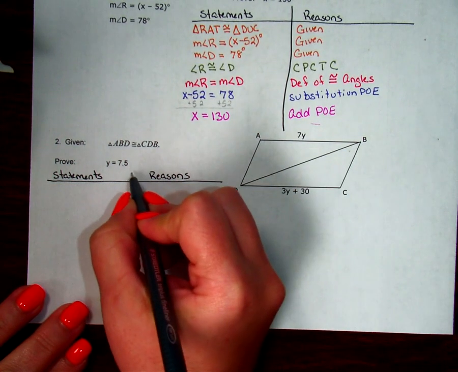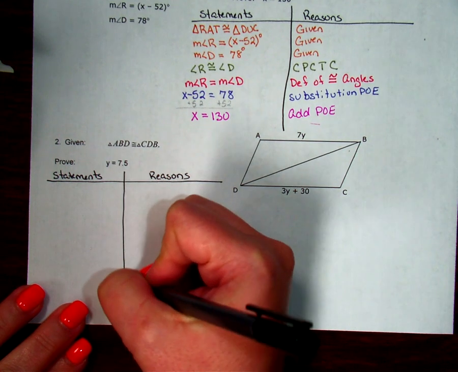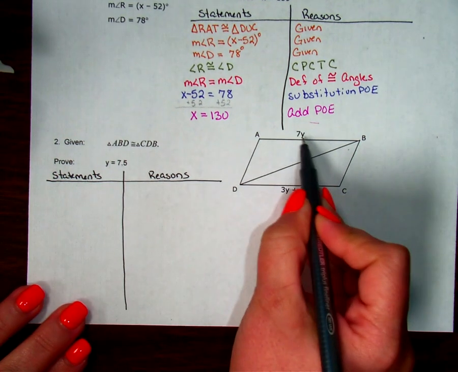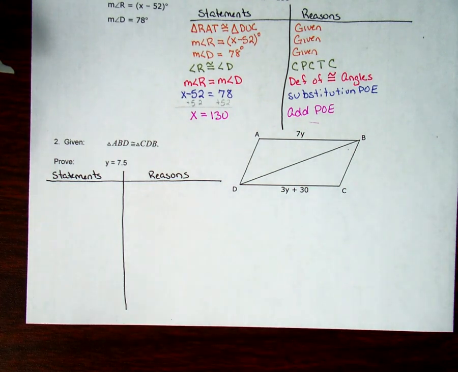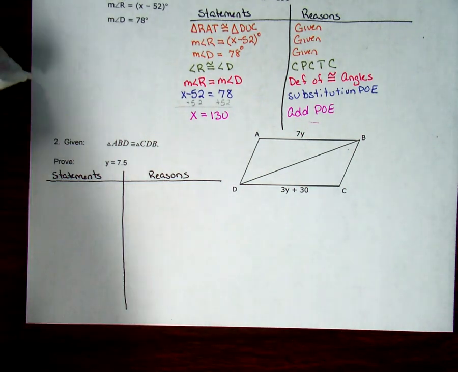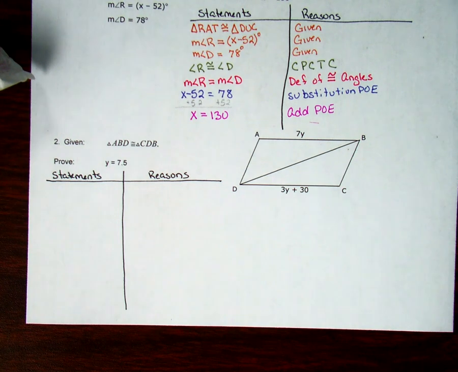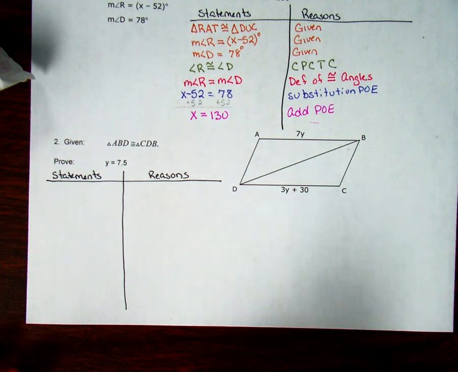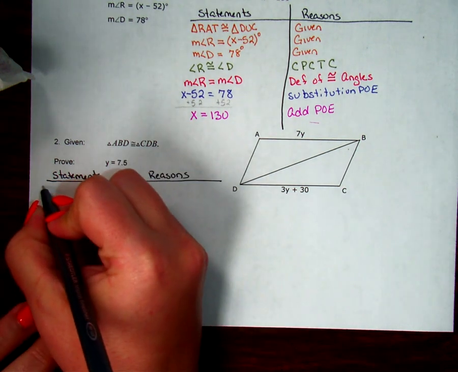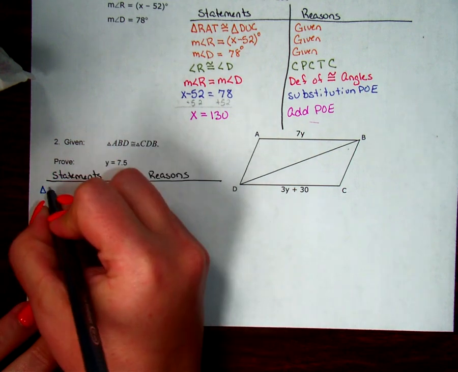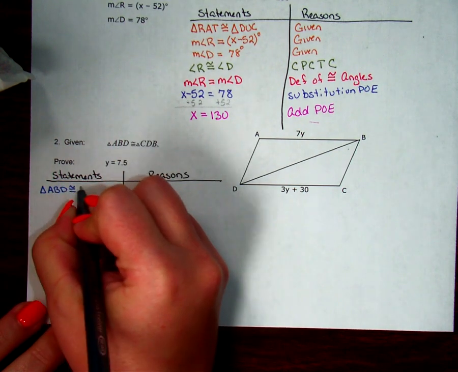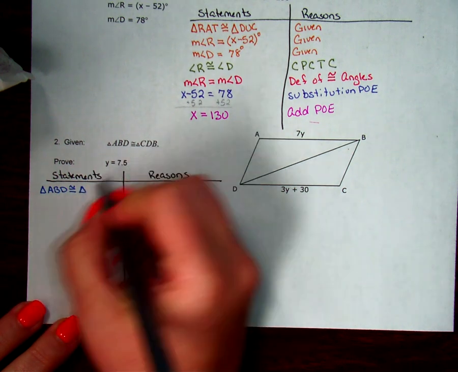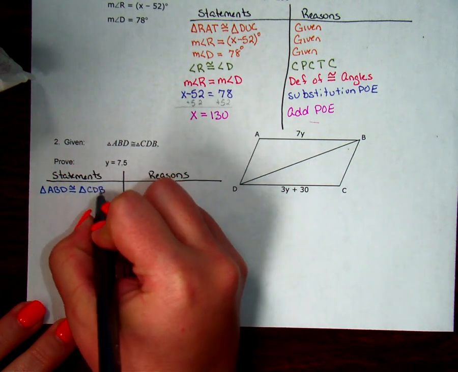Okay, now this time, some of my givens are here in the picture for me. So I need to make sure I look at the picture so I can make sure I get all of my givens that I know. First thing I've been given is my congruence statement. I know that triangle ABD is congruent to triangle CDB. That's been given to me.